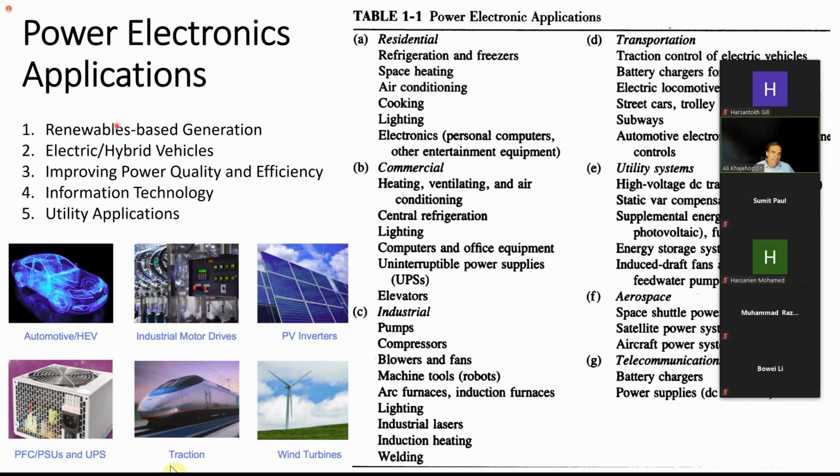So basically, if you want to categorize them, you can see renewables, electric vehicles, power quality and efficiency for grid utility, information technology, lots and lots of converters in telecommunication systems, and utility applications. For example, HVDC, high voltage DC systems. They need power electronics to create that high voltage DC and for transmission systems.